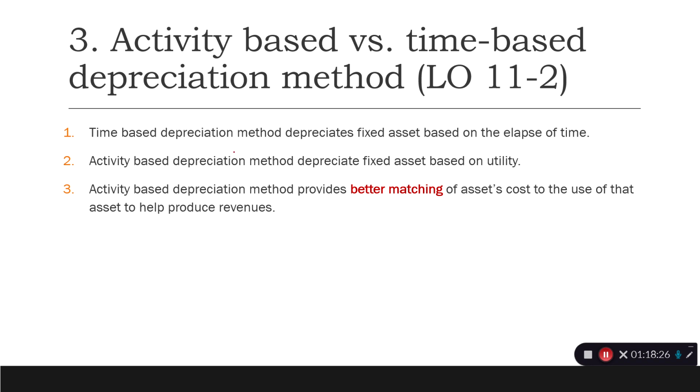Activity-based and the time-based depreciation method, the comparison is more conceptual, right? So first of all, time-based depreciation depreciates the fixed asset based on the elapse of time, right? No matter it's double declining, straight line, it's all because of time. Time elapsation will cause the machine automatic depreciation. And the activity-based depreciation method depreciates fixed asset based on utility. How many units in total that this machine can handle, and how many units I produced this year will be the depreciation method. So hence that the third point is most important.